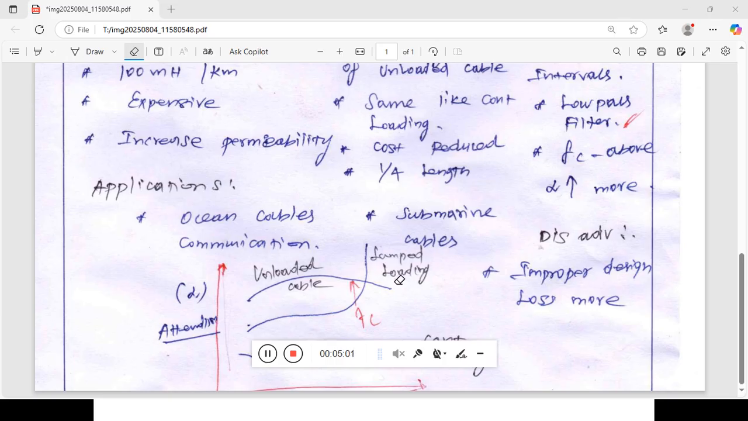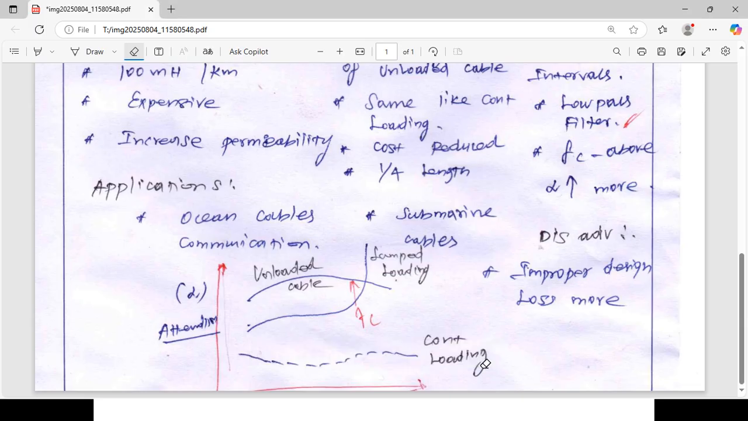Next, we are going to compare the frequency versus attenuation graph. Here you have the frequency axis and the attenuation axis. In an unloaded cable, when you go to high frequency, it has the maximum attenuation. For an unloaded cable, from lower to higher frequency, the attenuation will be very, very high.